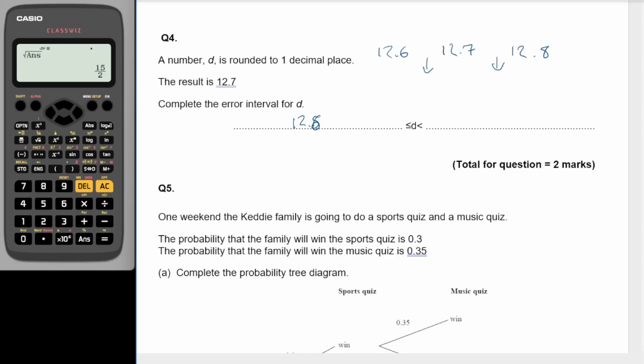Let me just clear that up. 12.65, which is the middle of those two values, and 12.75, the middle of those two values.